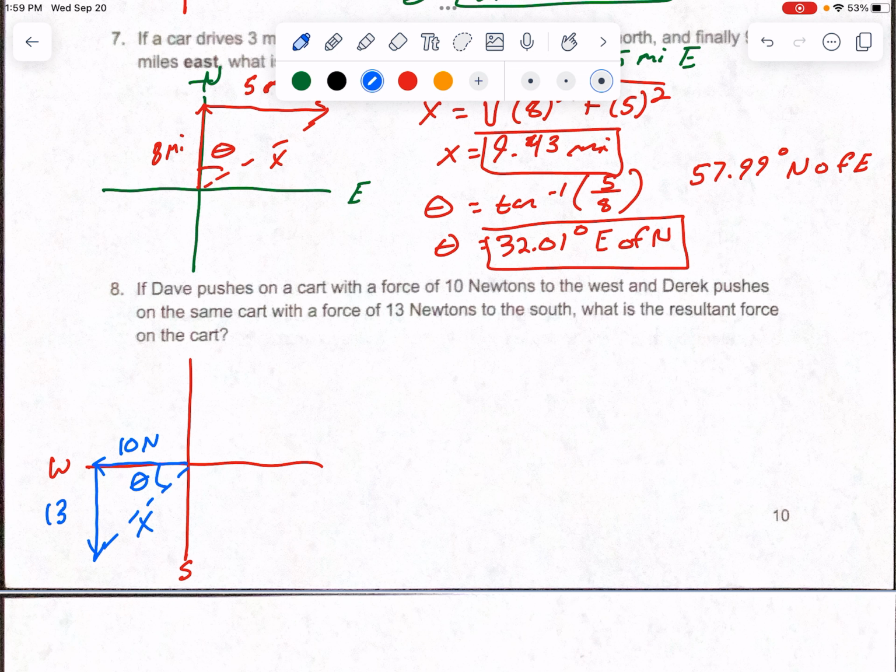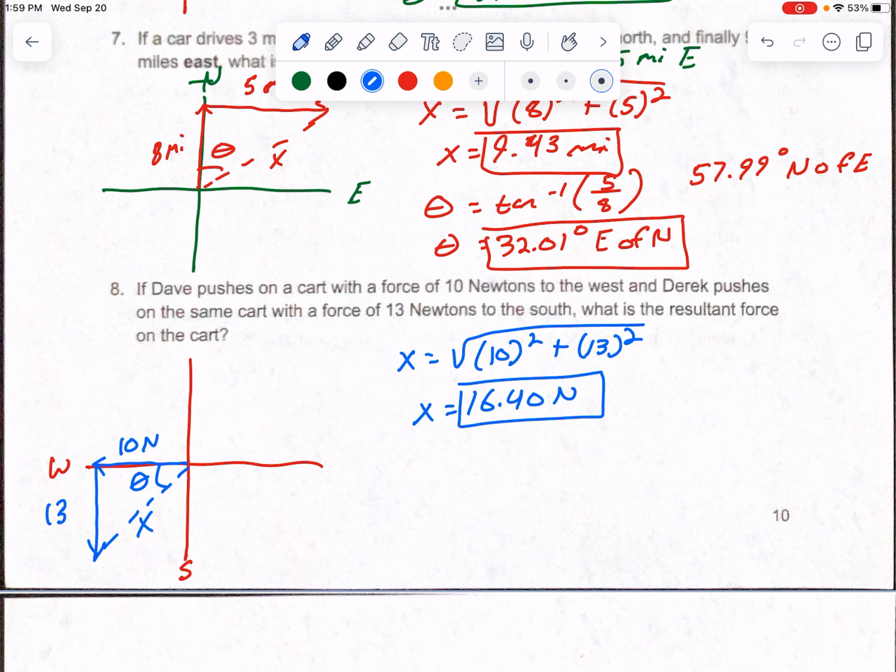Angle goes there, hypotenuse. So hypotenuse is the square root of 10 squared plus 13 squared, and that's going to give me a value of 16.40 newtons. Now we're going to find our angle. Our angle is going to be inverse tangent. Opposite would be 13, adjacent would be 10. We type that in our calculator, and you get an angle of 52.43 degrees. You're touching the west line, so that's got to be your last letter, so south of west.